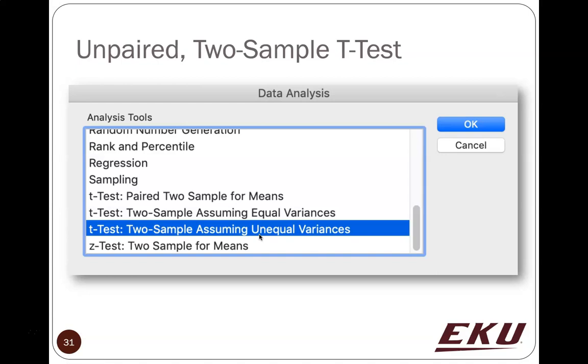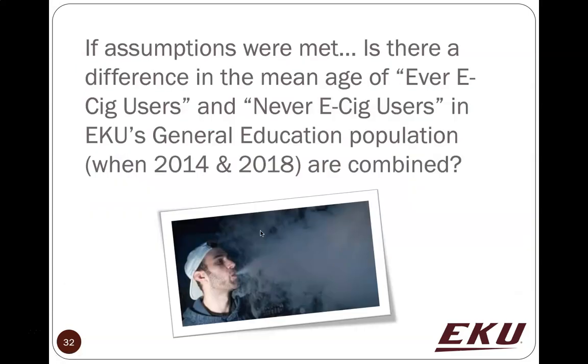We also didn't have normality being met, but we'll go ahead and push the t-test through anyway. So we get the t-test. We're going to do the two-sample assuming unequal variance, and we would then have to highlight those columns. So again, what are we trying to do here? What's the purpose? Well, we want to know, is there a difference in the mean age of the ever e-cigarette users and the never e-cigarette users in this population of EKU general education class users.